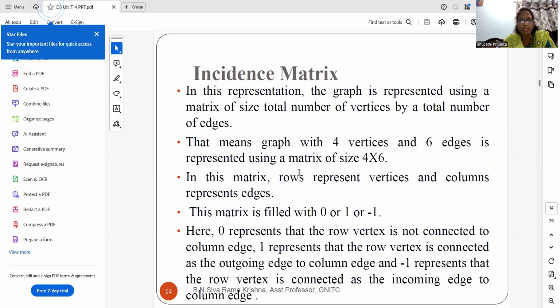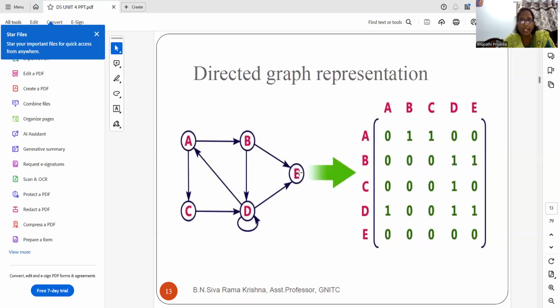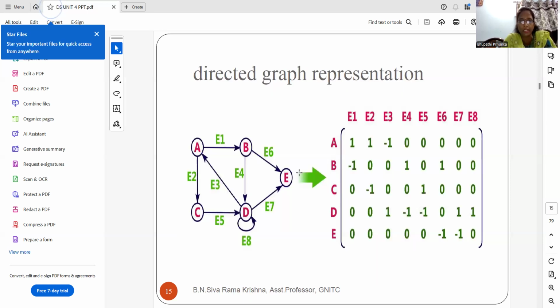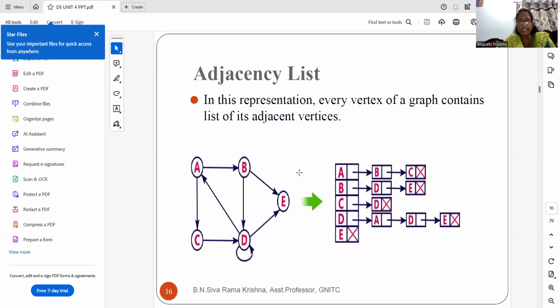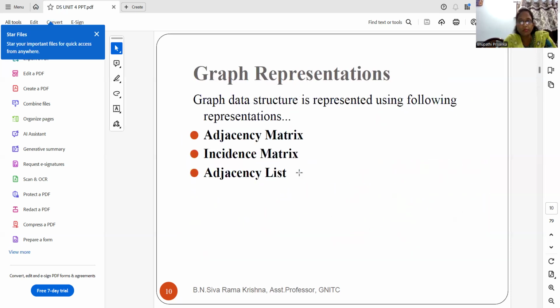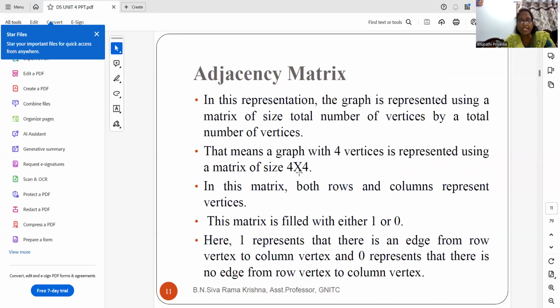Incidence matrix for directed graph and undirected graph. That is adjacency representation, and here incidence representation. This is adjacency list. Next, in graph representation, we have the adjacency matrix we have discussed, and the incidence matrix we have discussed. Now, adjacency list.